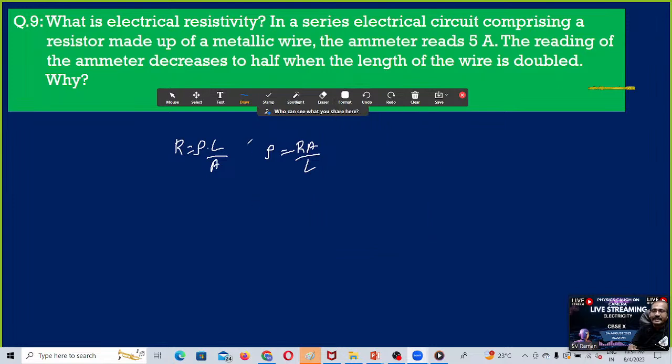Now the metallic wire, through that we give power in a series electrical circuit. Ammeter reading comes to 5 amperes. Now the reading of the ammeter decreases to half. In the next case, it decreases to half when the length of the wire is doubled.